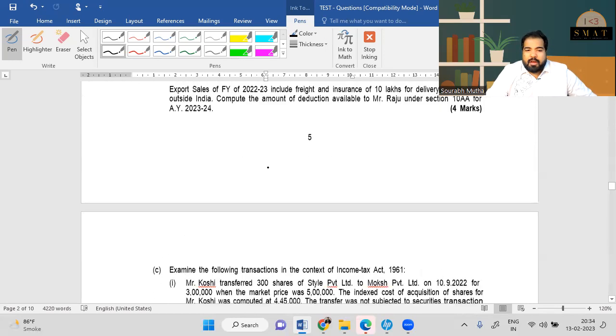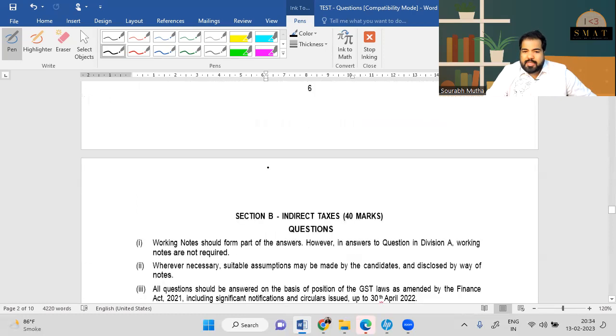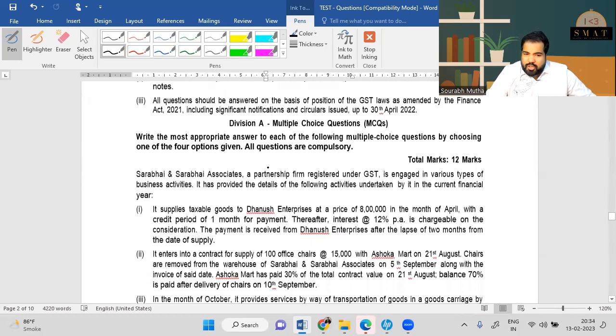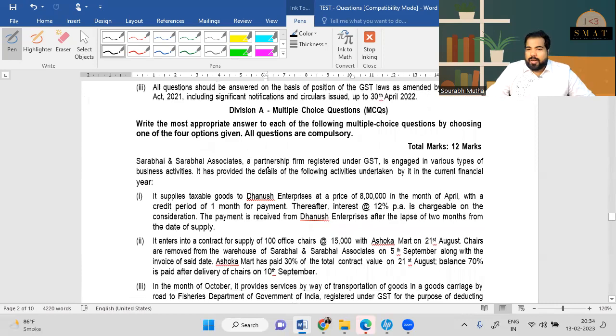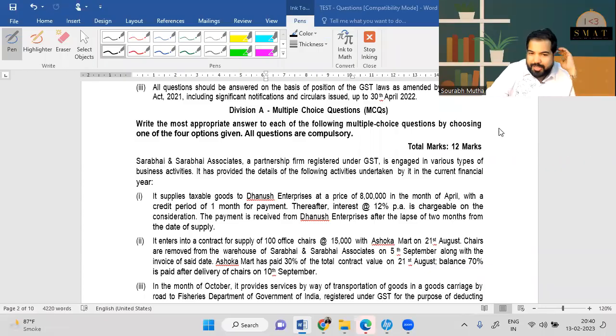Now guys, I'm just going to take a small detour. I'm going to discuss the MCQs in the GST part also, and then we'll move ahead to the descriptive questions. Let's get to GST, guys. Again, the MCQs of GST, 12 marks. Let's see how they go. That's the most appropriate answer.